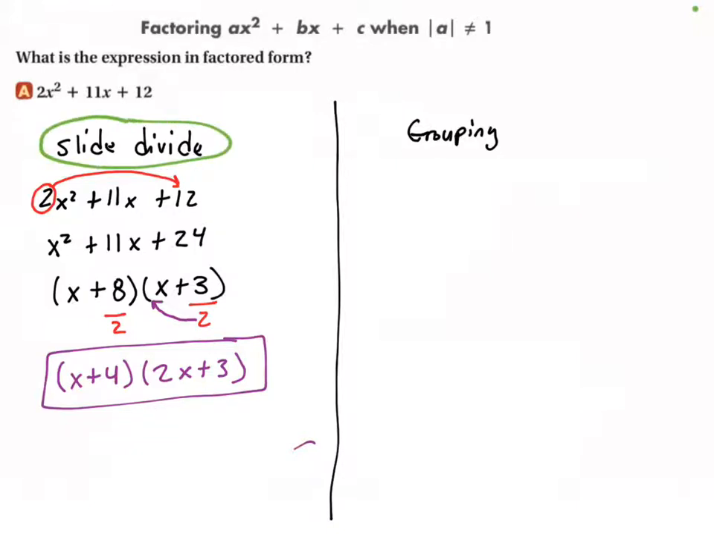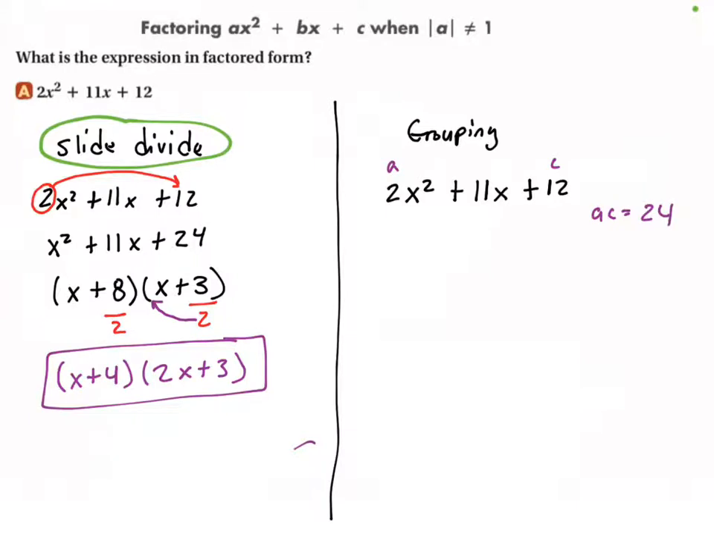Now we're going to take a look at factor by grouping. And so we should get the same answer, but the procedures are a little different. So for factor by grouping, what we're going to do is take our a value and our c value, and multiply them together. So we're going to get AC, in this case 2 times 12 is 24.